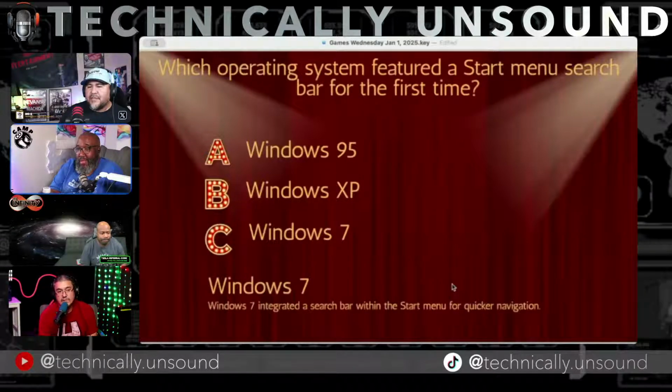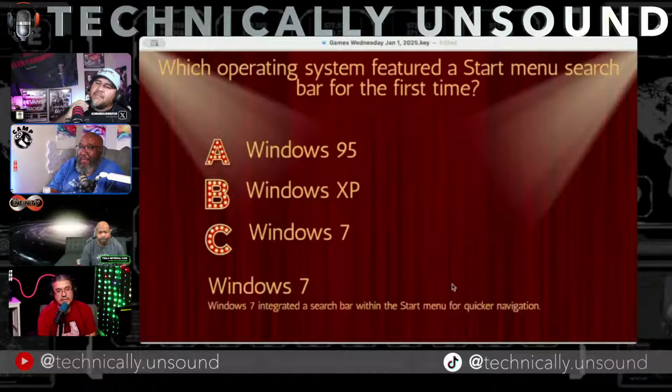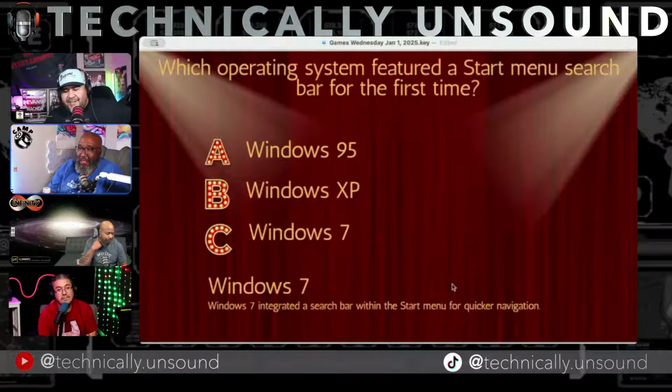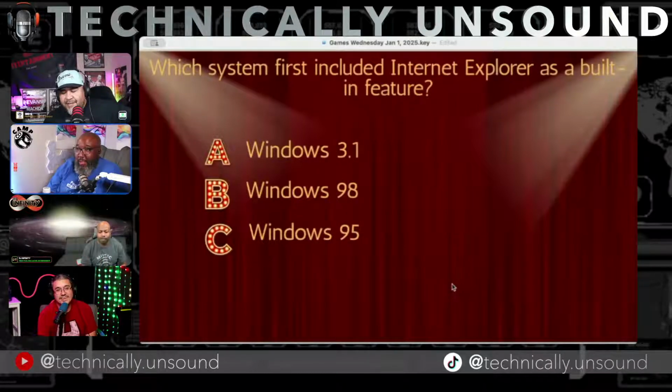Windows 7 integrated a search bar. Oh, the start menu search bar. Well, it was Windows 7. Okay, never mind. Oh, you're just talking about the start menu in general, because I didn't read the whole question, which one featured a start menu. I was like, wait a minute. That's my bad. I'm not Alex Trebek. I'll give you that. All right. R.I.P. Chuck Woolery.